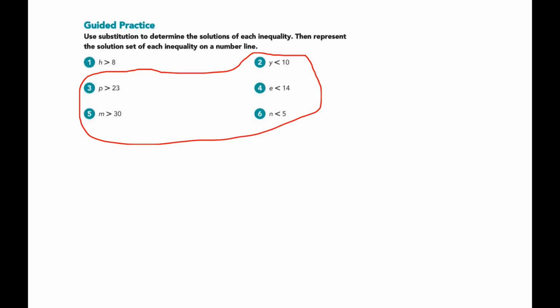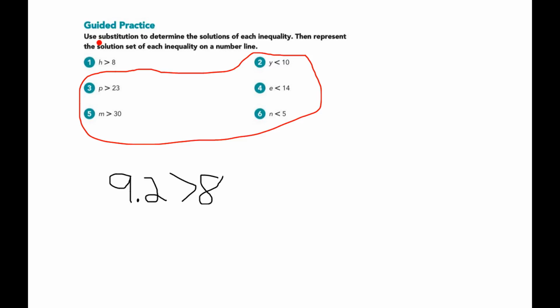So I'm going to have you guys do 2 through 6. I'm going to do number 1 right now. And there are 2 things I'm going to have you do: substitution, to see that you understand it, and then be able to draw it on a number line. So there are 2 things I'm looking for in each one of these problems. I'm going to do number 1 for you right now.